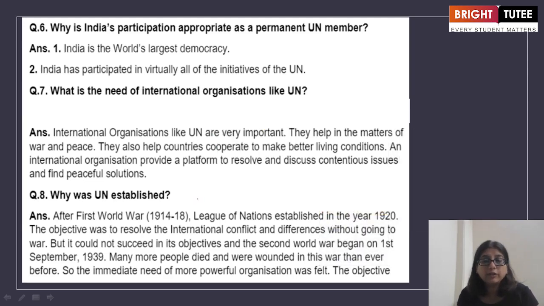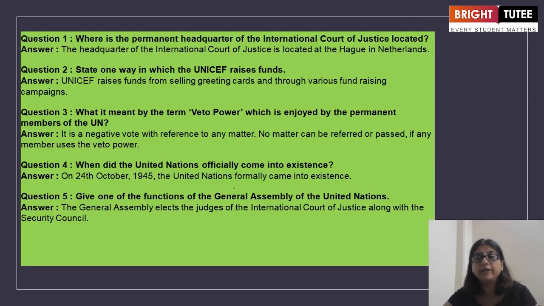Why was the United Nations established after the First World War? After the war of 1914 to 18, the League of Nations was established in the year 1920, and the objective was to resolve international conflict and differences without going to war. But it could not succeed in its objective, and the Second World War began on 1st September 1939, and many more people died and were wounded in this war than ever before. So the immediate need for a more powerful organization was felt.